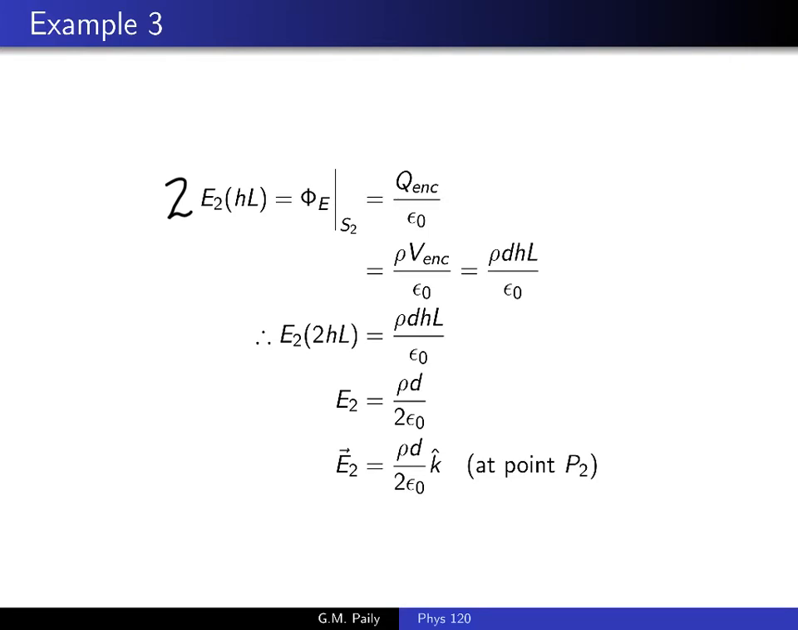Once again, all we have found so far is the magnitude of the electric field. To turn it back into a vector, we multiply our result by the direction of the area vector, which was in the z direction at point P2, that is k hat. If we were on the other side of the sheet, it would be in the negative k-hat direction.